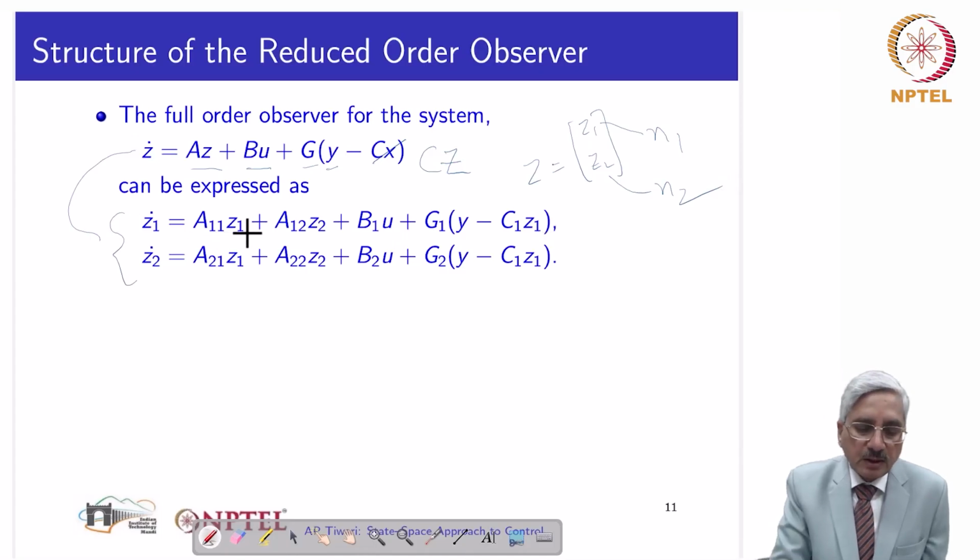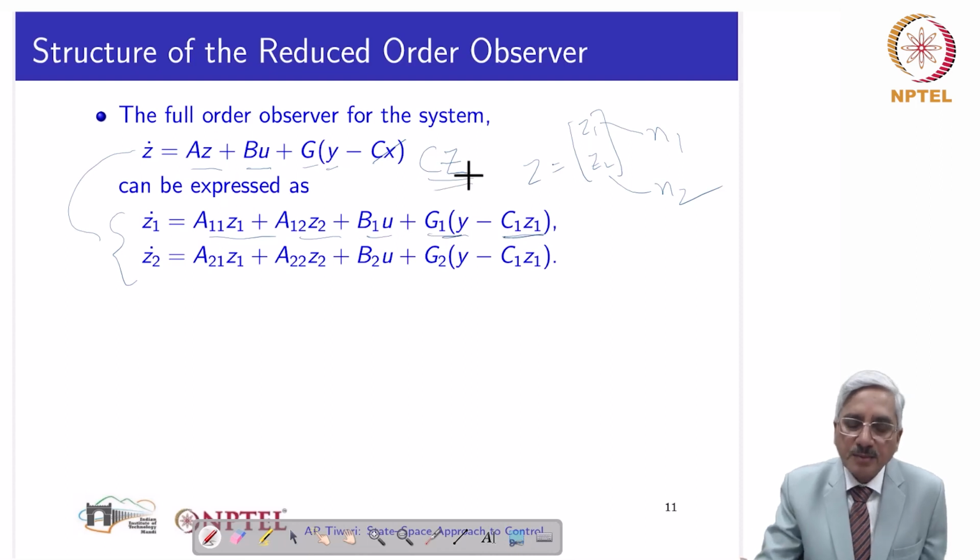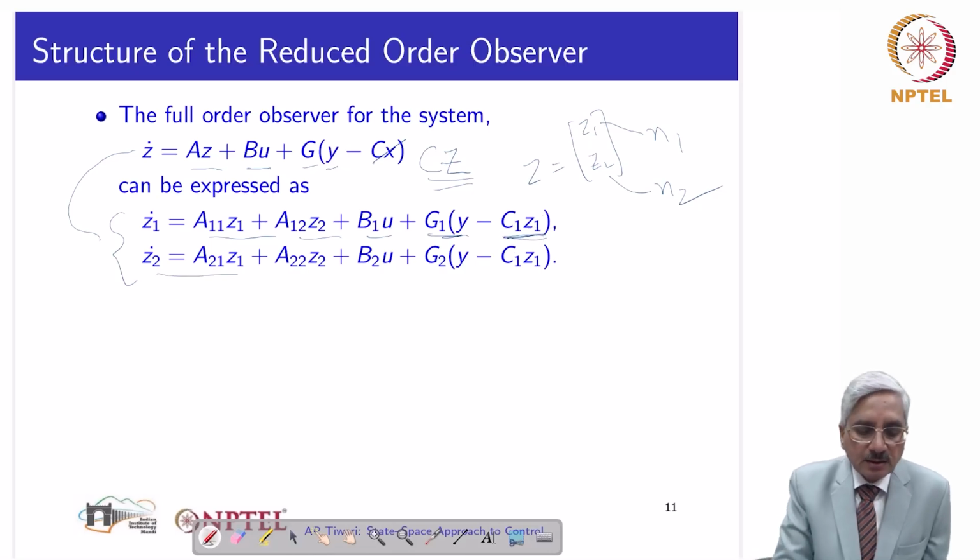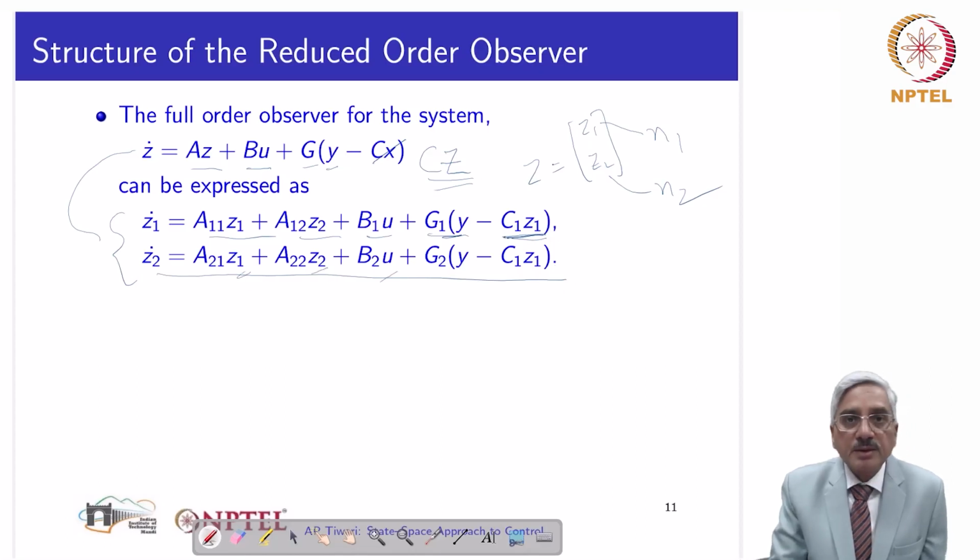So that means that this gets represented in this form. z1 dot becomes A11 z1 plus A12 z2 plus B1 u plus G1 times (y minus Cz), where Cz is C1 z1 plus 0 times z2. So that C1 z1 comes here. And similarly z2 dot is A21 z1 plus A22 z2 plus B2 u plus G2 times (y minus C1 z1).